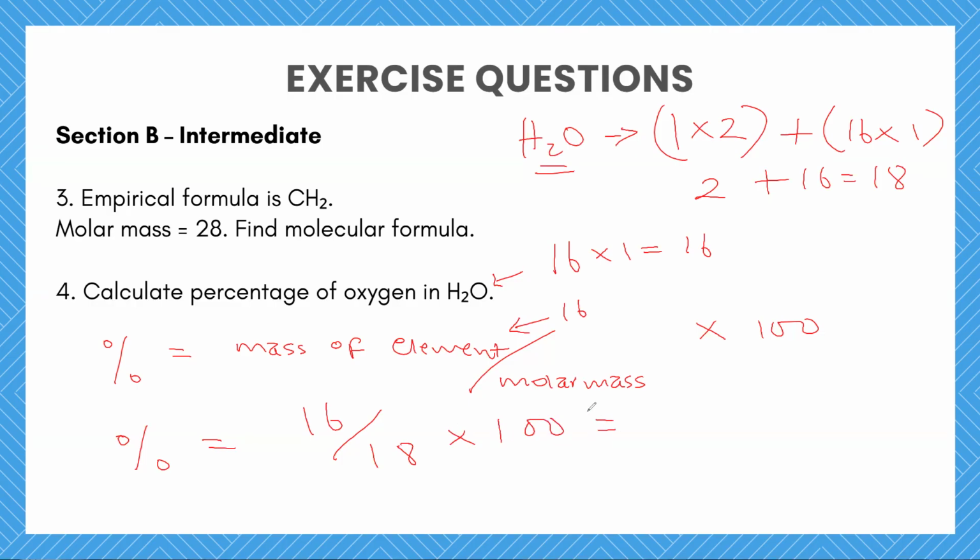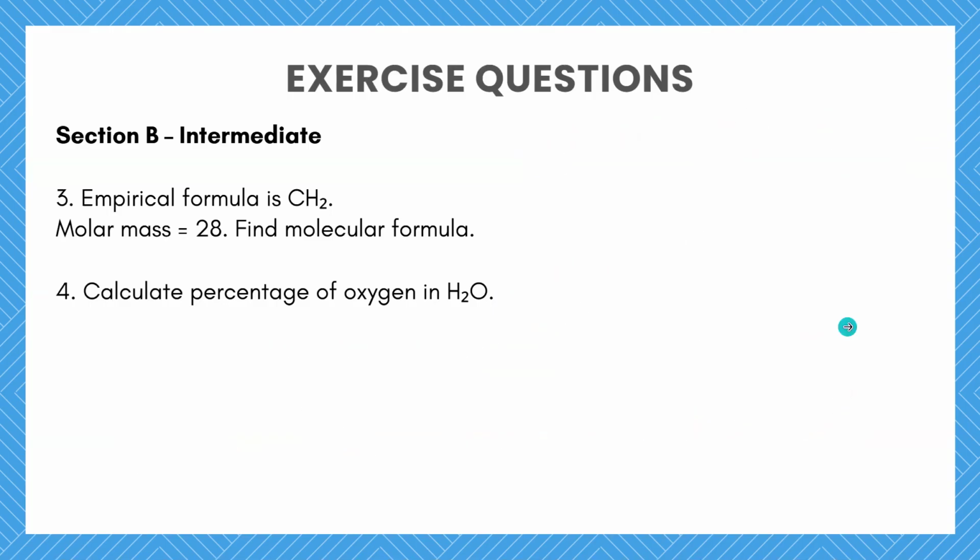So let's punch our calculators. 16 divided by 18 multiplied by 100. That gives us 88.88888. So allow me to just round it up to 3 decimal places. 88.889%. Pretty massive for one element in a compound. That's the percentage composition of oxygen contained in water.